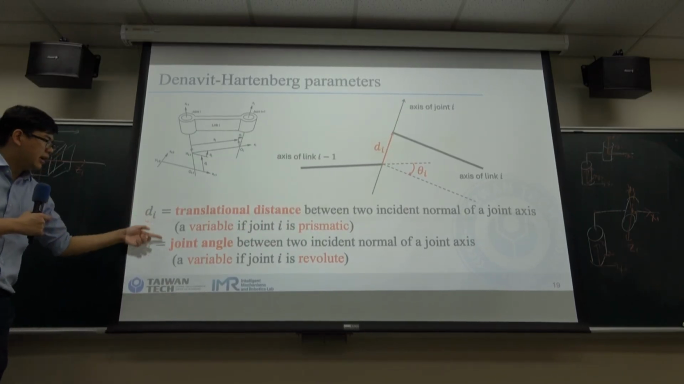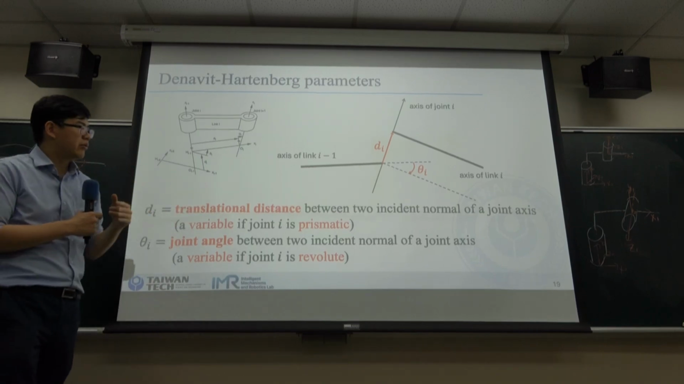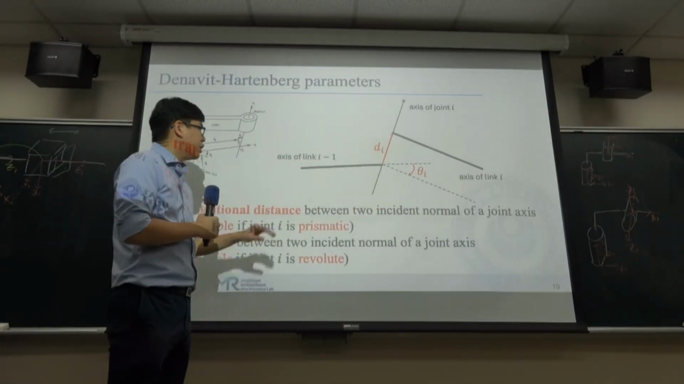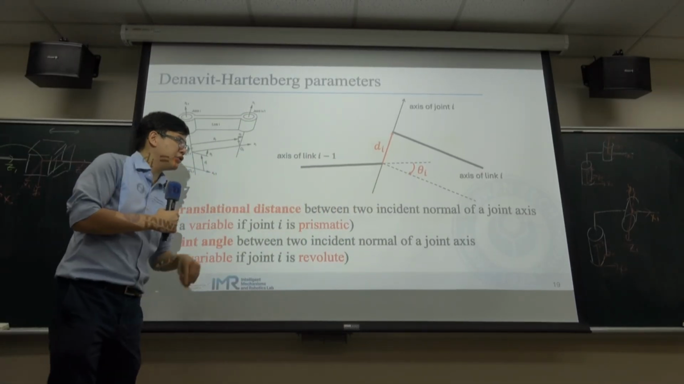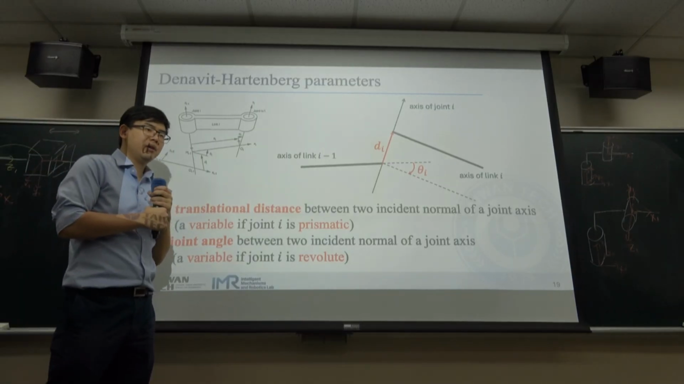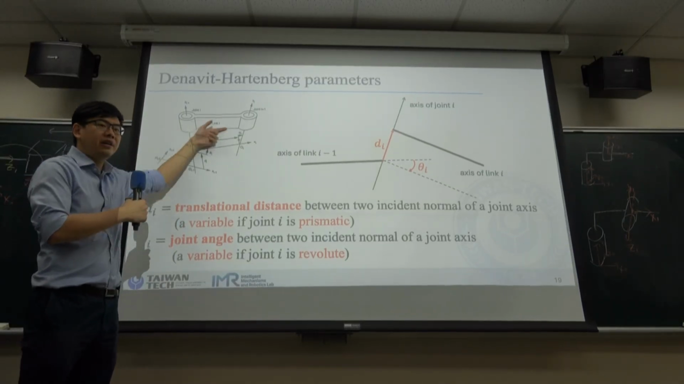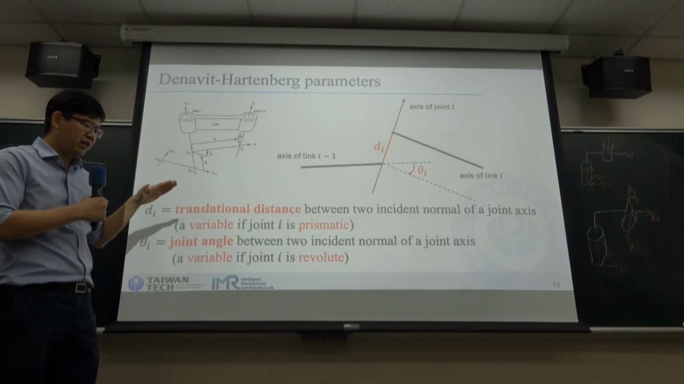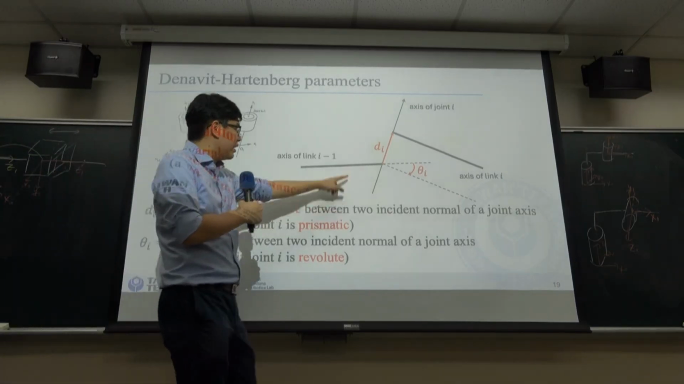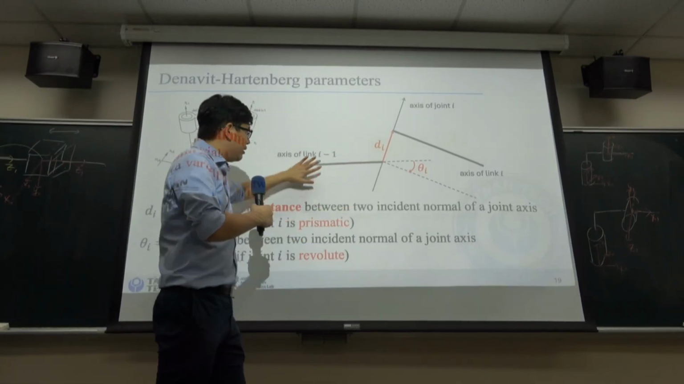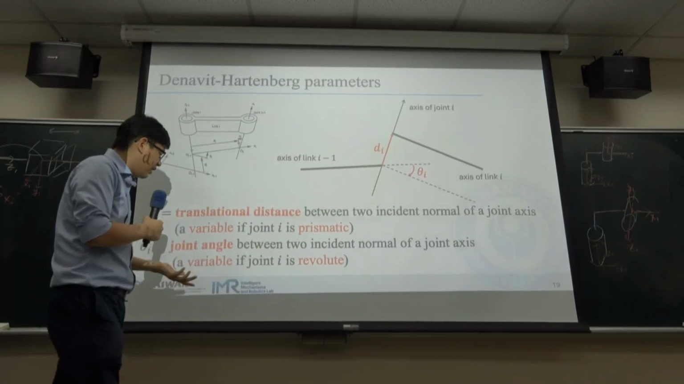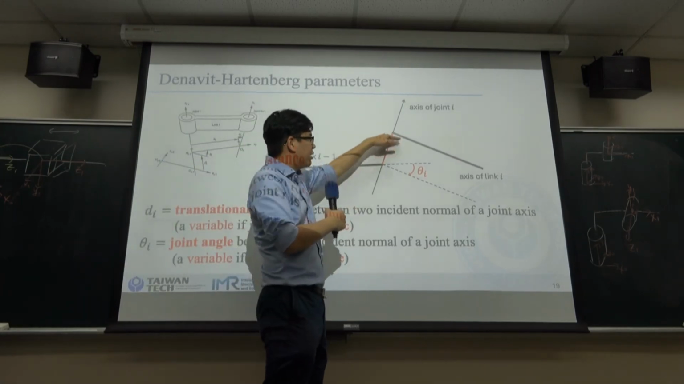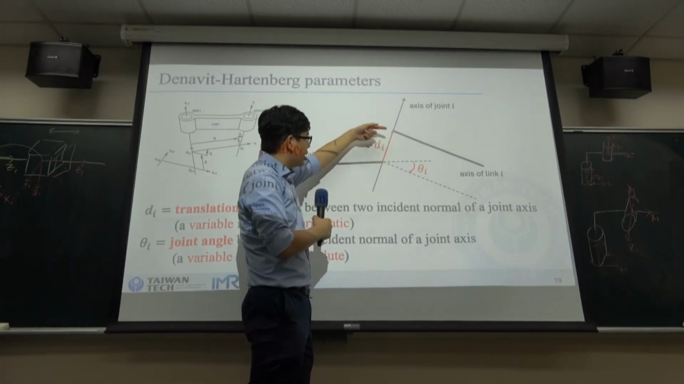And the D is the translational distance between the two incident normals of the joint axis. Usually the incident normal of the joint axis is the link. Usually, but not always, because sometimes the link will not be in a straight line. So usually it's the link. So you can probably say that this is the translation distance between the two links. This is the joint axis, and these will be the two links.